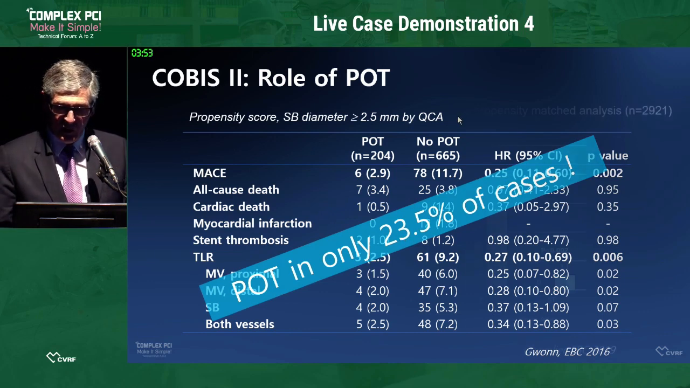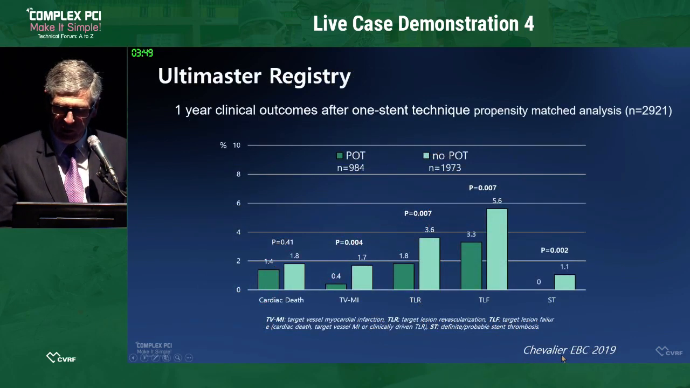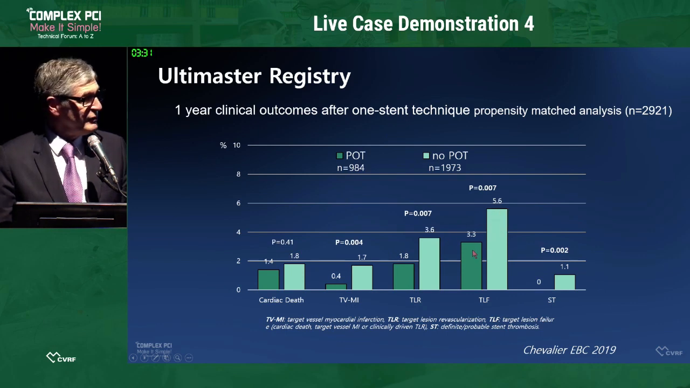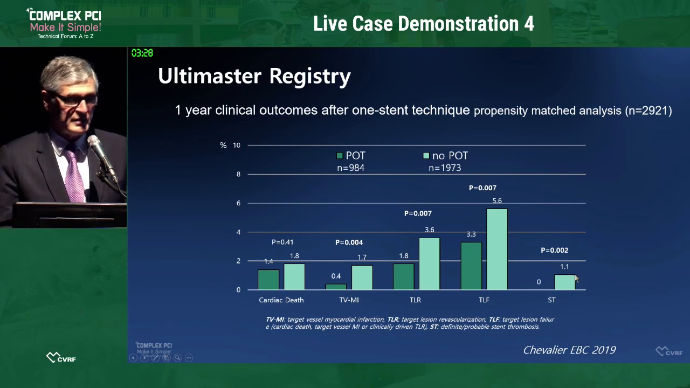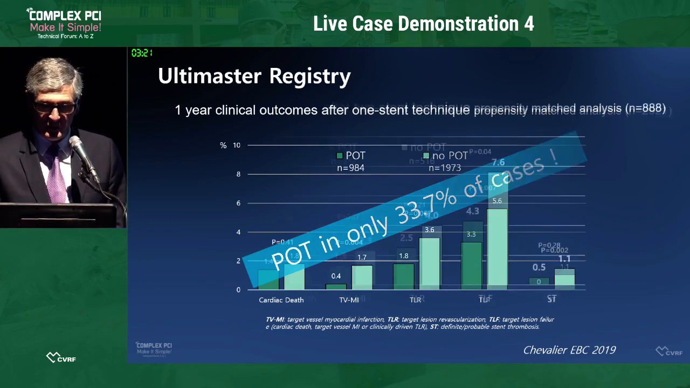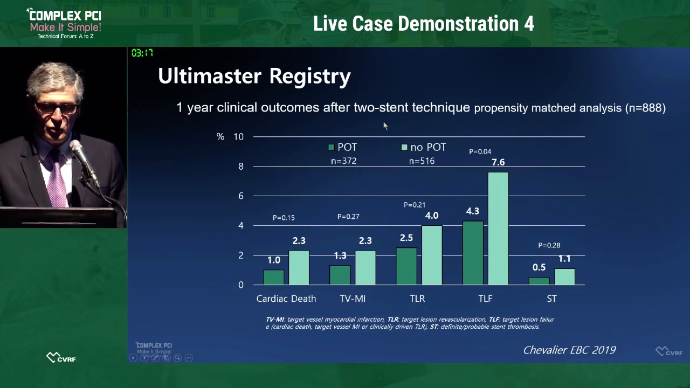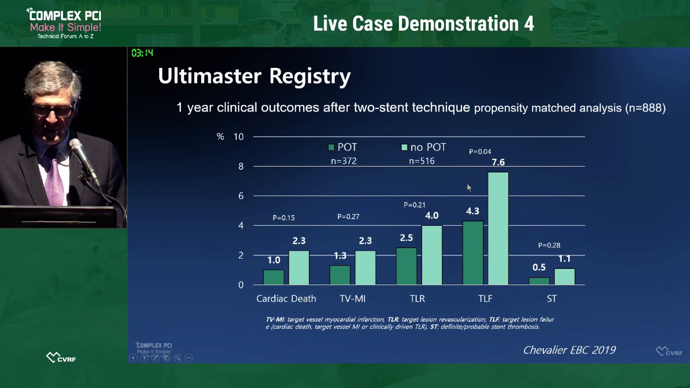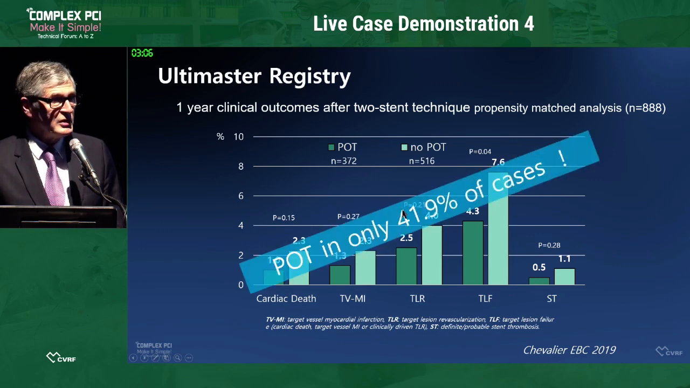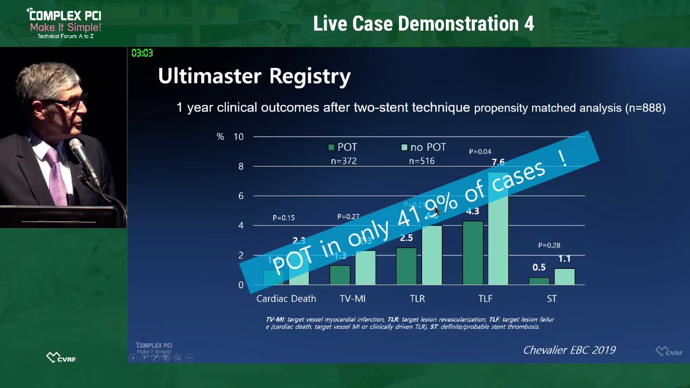So POT is underused. Now if you look at more contemporary data presented by Bernard Chevalier recently from the Ultimaster registry, when the bifurcation was treated with one stent, you can see that there is a huge impact in terms of target lesion failure, which was divided by 50%, and a huge impact on stent thrombosis. But again, POT was used in 34% of cases, so one third of the patients had the POT. Now, in patients who were treated with two stents, you can see again a difference in terms of target vessel failure, which is divided by 50% again. But again, even with two stent technique, POT was used in only 42% of cases.